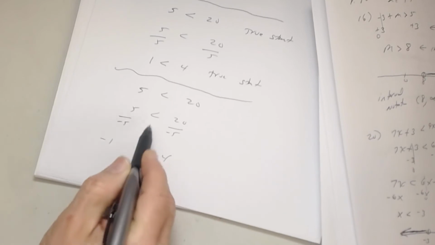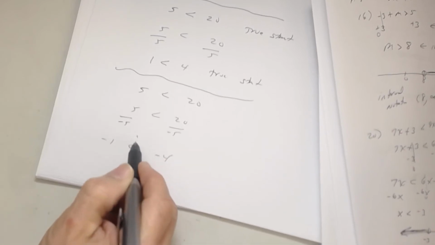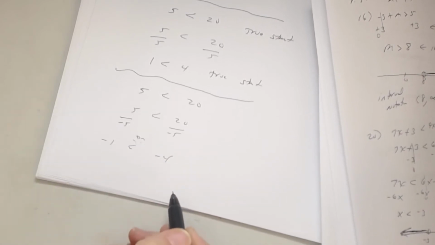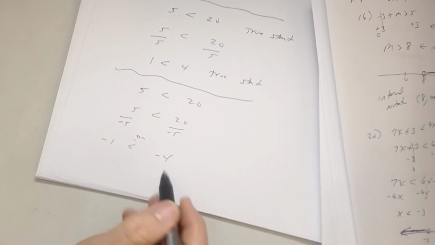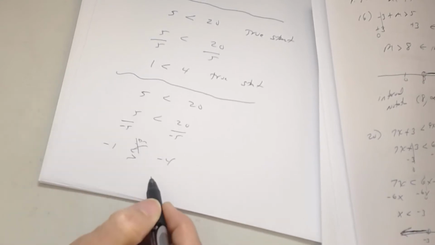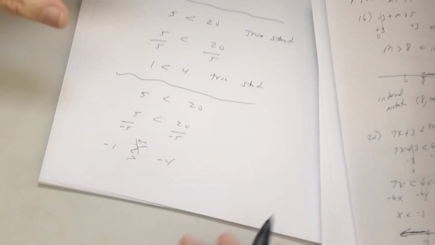Negative 4. Is that still a less than statement? That's the question. No, it's not. Negative 1 is not less than negative 4. Negative 1 is what? Greater than. So here's what you got to remember now with inequalities.